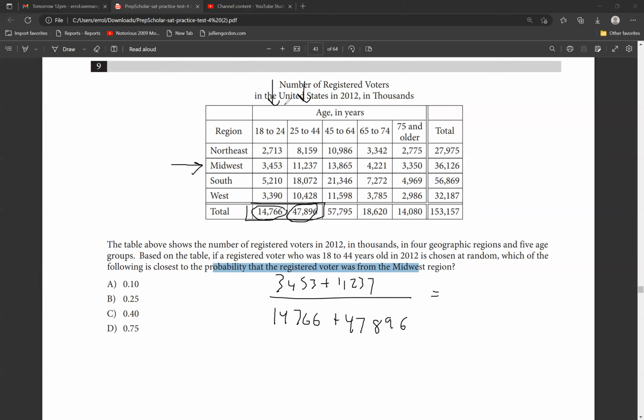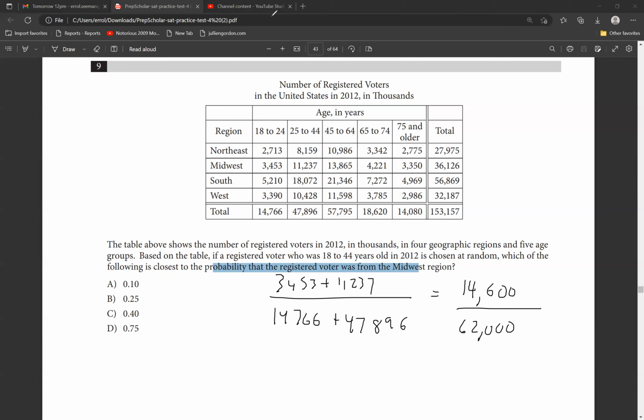What does that work out to be? I got 0.29. Okay, so that's about 0.25. Which of the following is the closest to the probability that the registered voter was from the Midwest? 0.29. All right, let's check that one. Wait, I think I added wrong. This is about 14,000. It's about 14,600 roughly over 62,000. Yeah, this time when I did it, I got 0.23. Okay, so that's B.